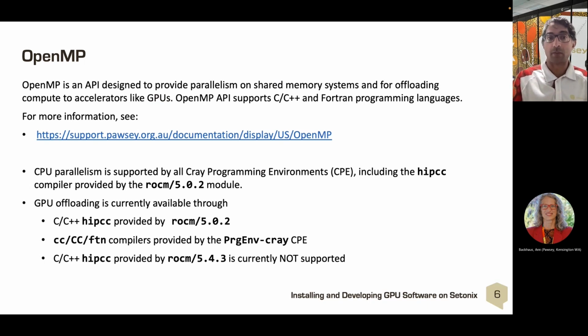So specifically, the Cray compilers provide offloading through OpenMP to GPUs. The C++ HIPCC provided by ROCm 5.4.3, in principle, could provide OpenMP offloading to GPUs, but currently it's not supported. There are issues in the current deployment for offloading by OpenMP.